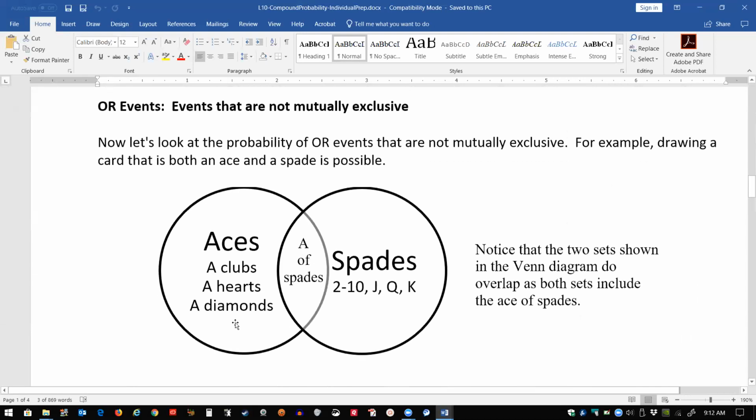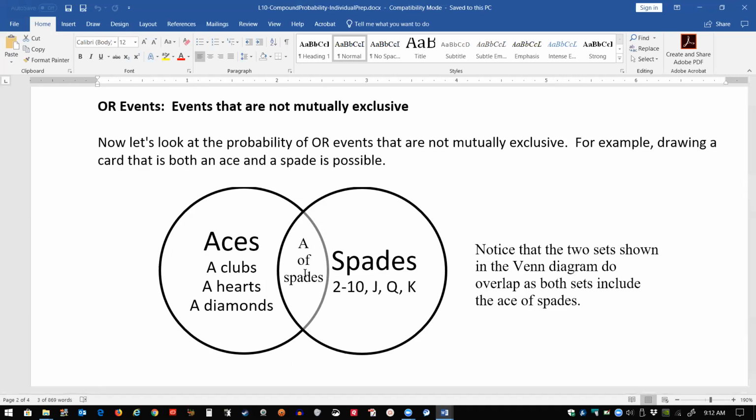In the case of this example, we're going to draw a card. We're going to see what the probability is that that card is an ace or a spade. Well, if you look at this, those 2 sets do share a card. There is one card that is both an ace and a spade. And in our Venn diagram, we show that as overlapping right here in the center.